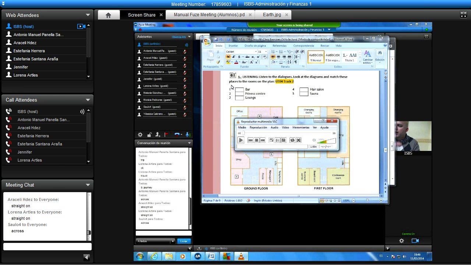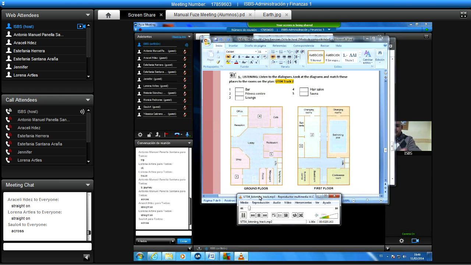Unit 6. Where is it? 1. Excuse me, where's the bar? It's on the ground floor next to the restaurant.